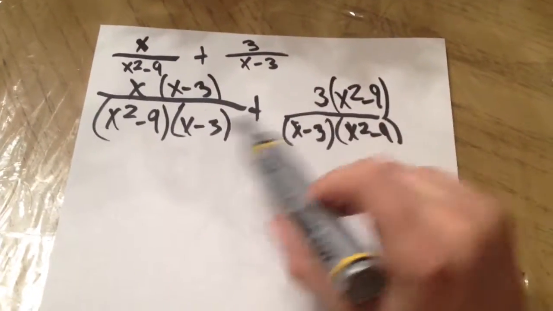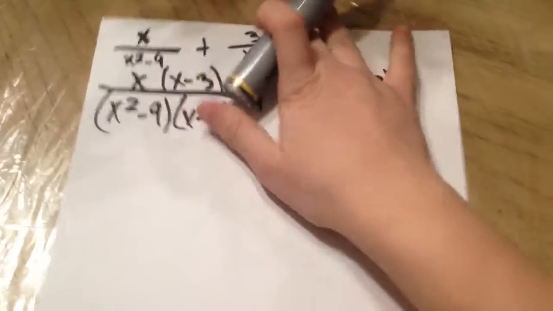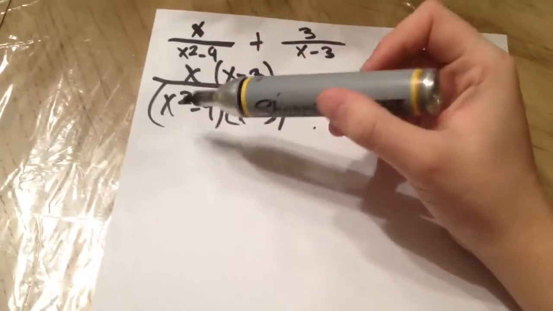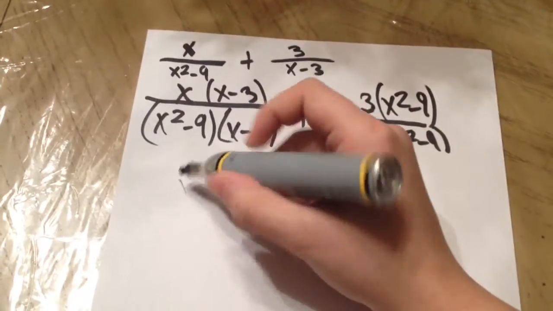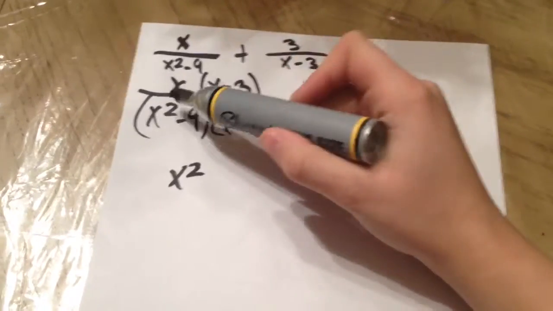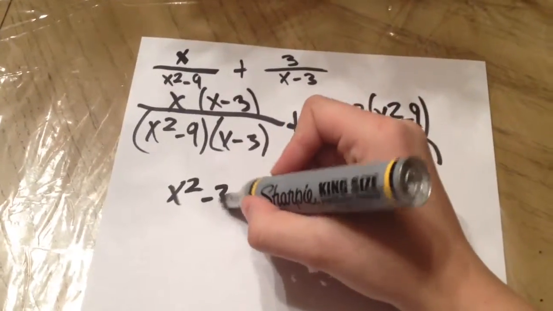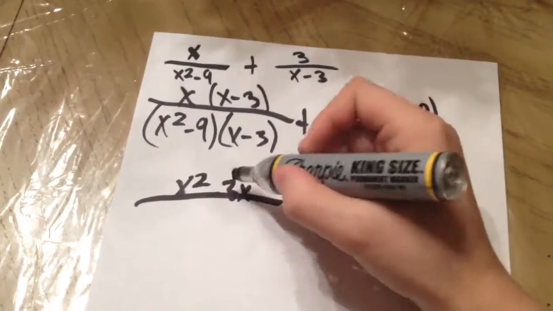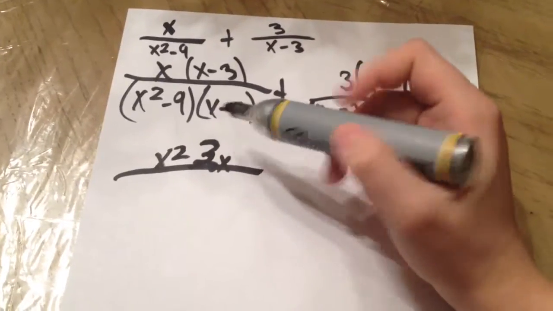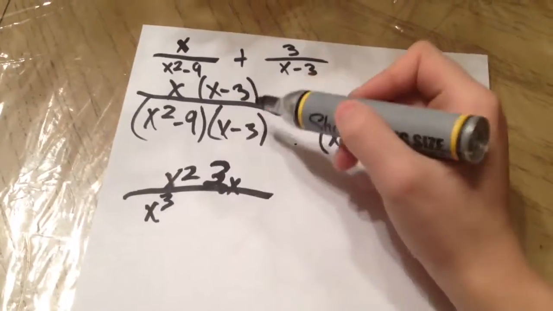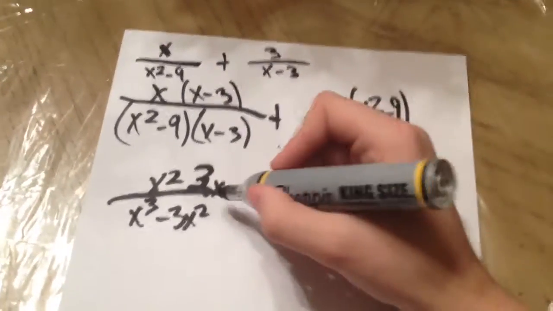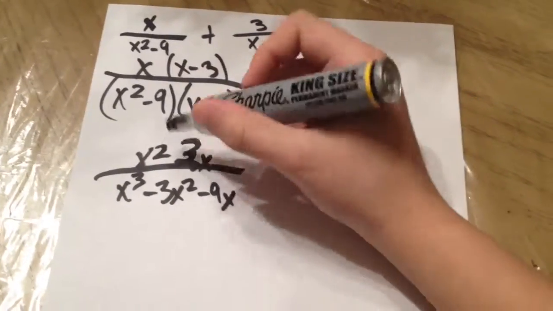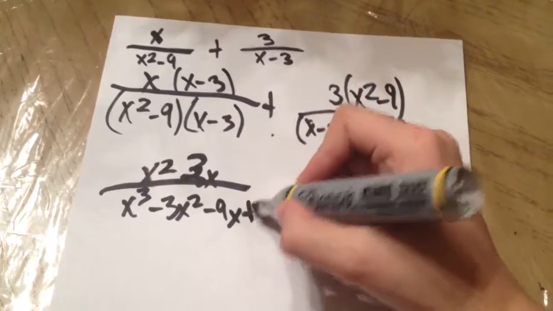So just go ahead and distribute. I do one equation at a time. So I'm just going to focus on this equation over here. So x times x is x squared. x times negative 3 is negative 3x over, x squared times x is x cubed. x squared times negative 3 is negative 3x squared. Negative 9 times x is negative 9x. And negative 9 times negative 3 is positive 27.